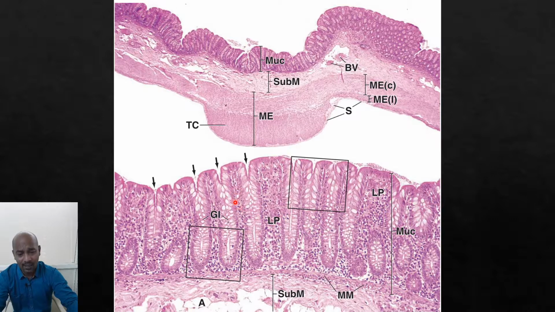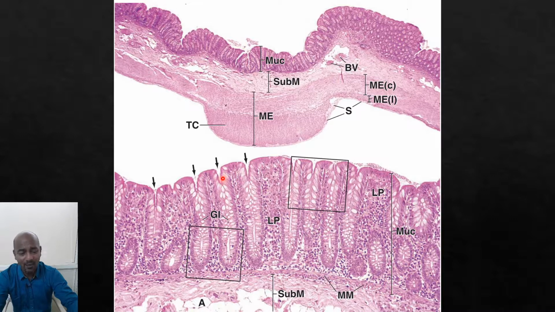Okay, and apart from that, you will also have M cells and neuroendocrine cells, which are present at the bottoms of the intestinal crypts, close to the muscularis mucosa. So you will have absorptive cells, then you will have M cells, then Paneth cells are not seen in the colon of human beings, and apart from that, you will have the goblet cells.